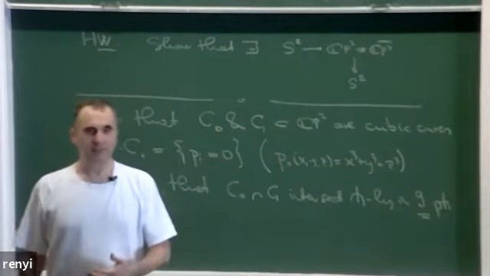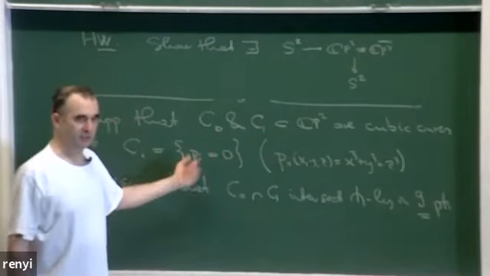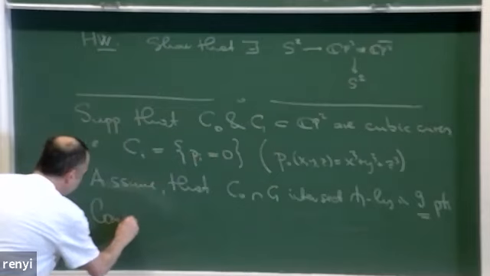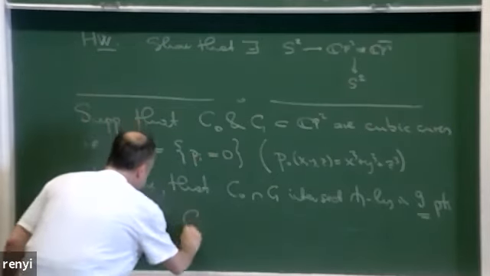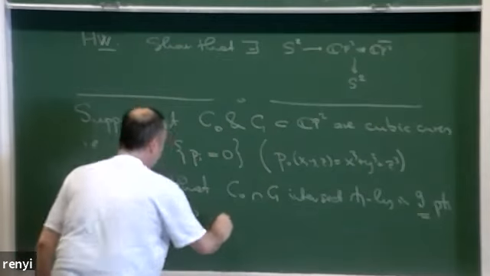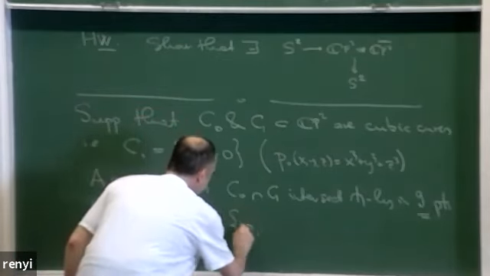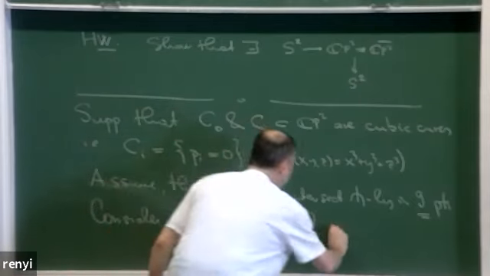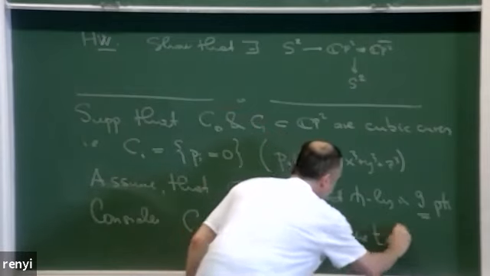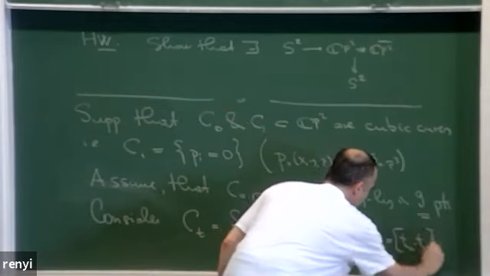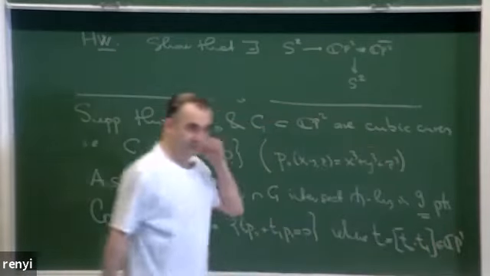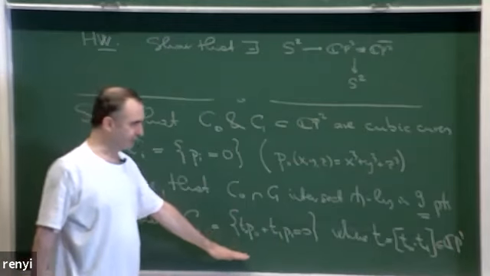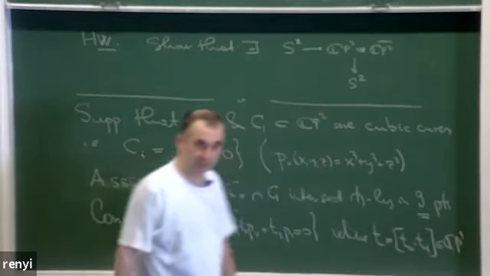This 9 is dictated by the fact that they are both cubic curves, so of degree 3, they represent 3 times the generator in the homology of CP2. So assume that and consider the following family, C_t, given by t0 P0 plus t1 P1 equals 0, where t is an element in CP1. So is that clear? This is a family of cubic polynomials parametrized by the points in CP1.